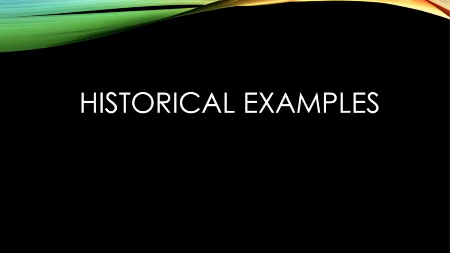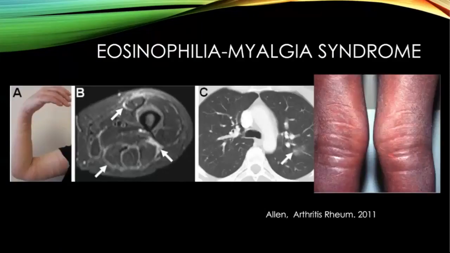So let's conclude our talk with some historical examples, which are targets for board questions in my recollection. The first one that I want to talk about is eosinophilia myalgia syndrome. In October 1989, the State Health Department of New Mexico was notified of 3 patients with an unexplained acute illness characterized by intense myalgia and eosinophilia. Each patient had been ingesting a medication for insomnia.